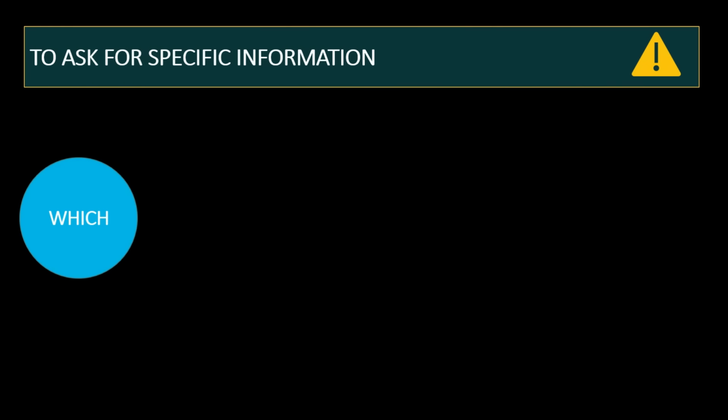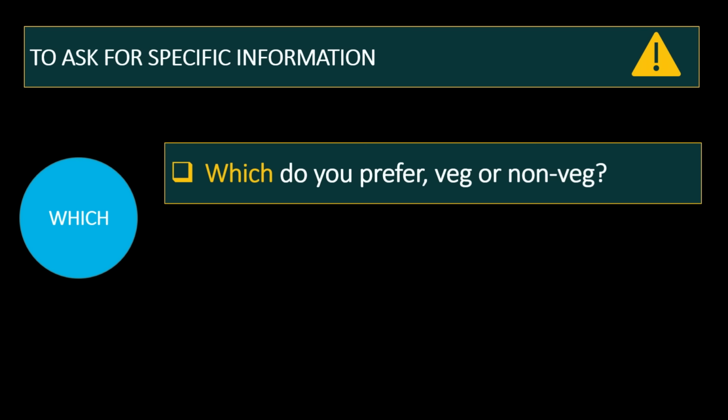Easy. Let's move on and look at which. Which can be used to ask for specific information. So the keyword here is specific. When you want to ask for information in a general way, in a general sense, you use what. But here, with specific information, you use which.